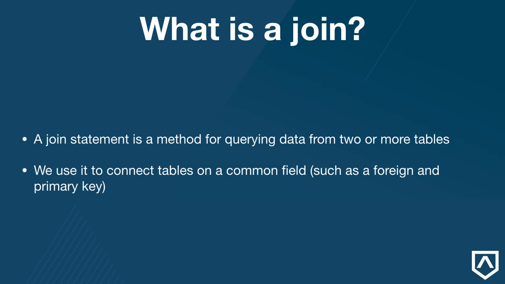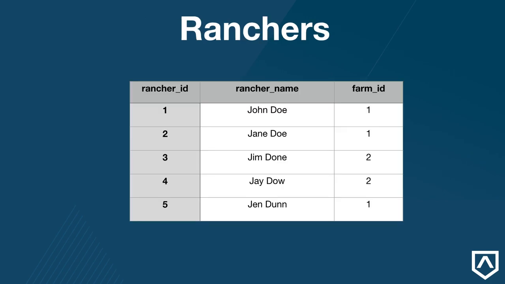So what is a join? A join statement is a technique for querying data from two or more tables in SQL. When we have multiple tables that are connected by some common field, such as a foreign key in one table that points to a primary key in another table, we can actually query both tables, creating a third resulting table that joins the data from both.